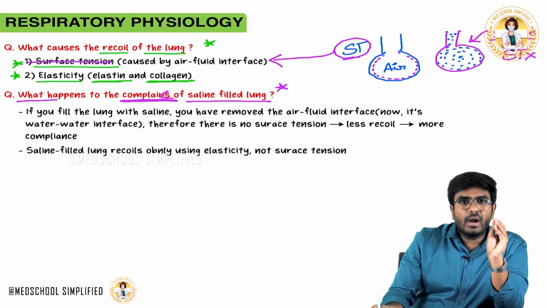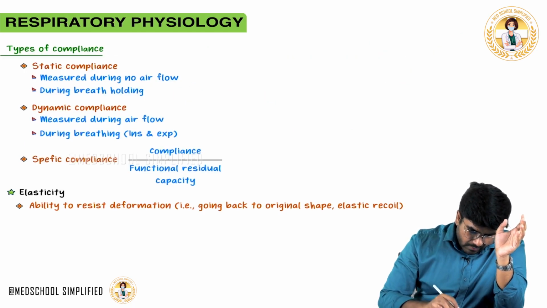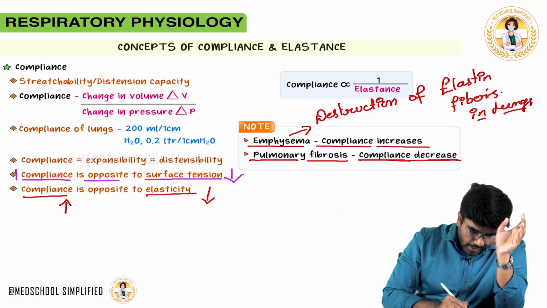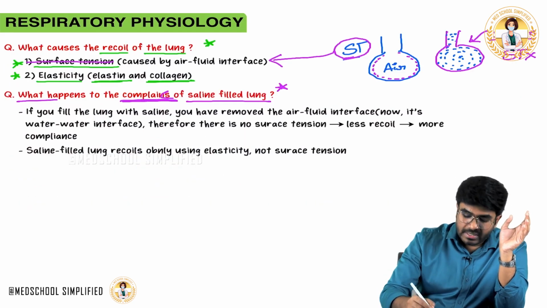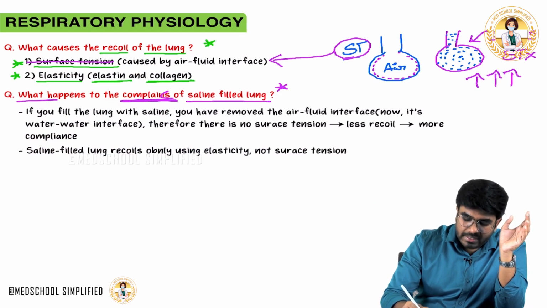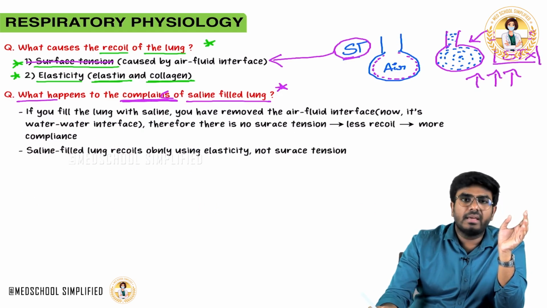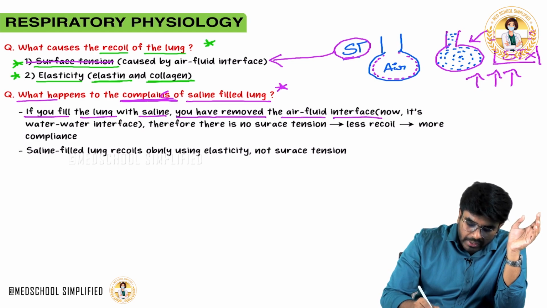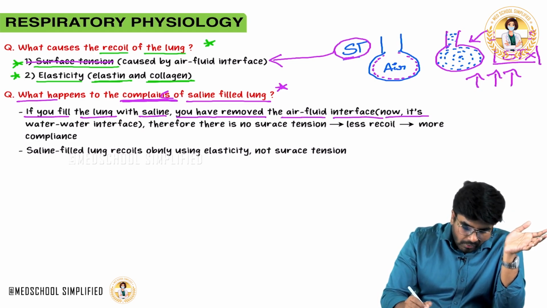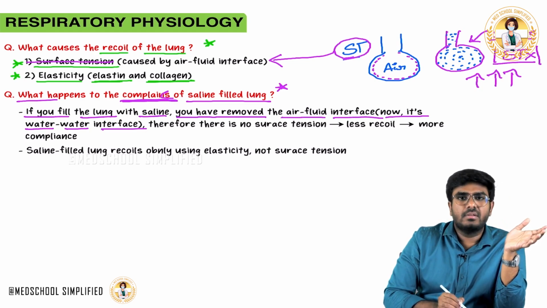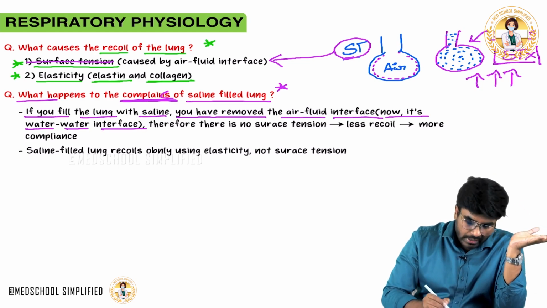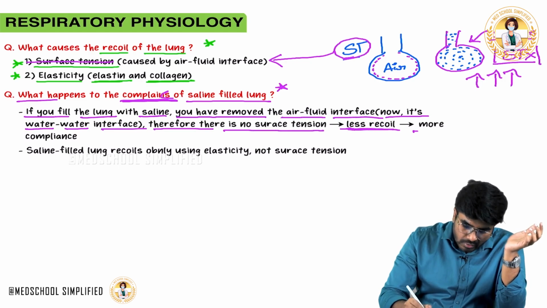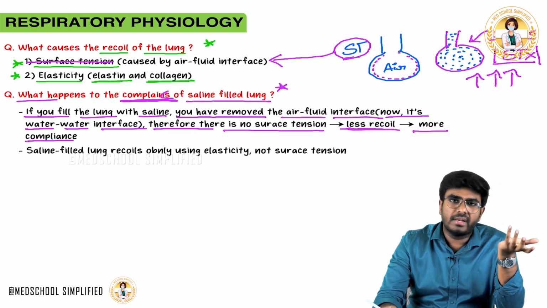Whenever there is no surface tension, what happens to compliance? In the previous slide we discussed that compliance is opposite to surface tension. When surface tension decreases, what happens to compliance? Compliance increases. So in a saline filled lung, there is more compliance because surface tension is not there. If you fill the lung with saline, you have removed the air-water interface. Now it's just water and water, air is not there. Therefore there is no surface tension, less recoil, less collapsing force. So the lungs are now more compliant.